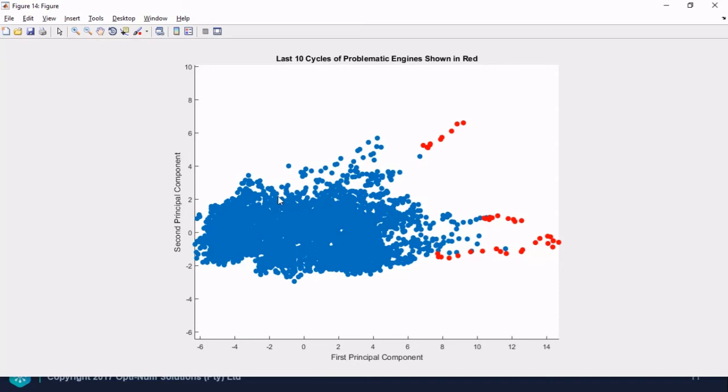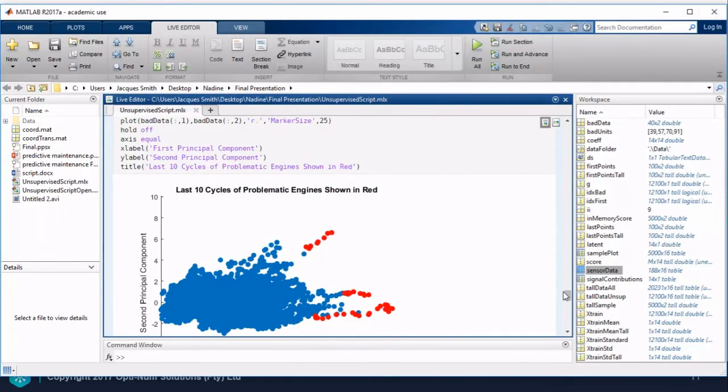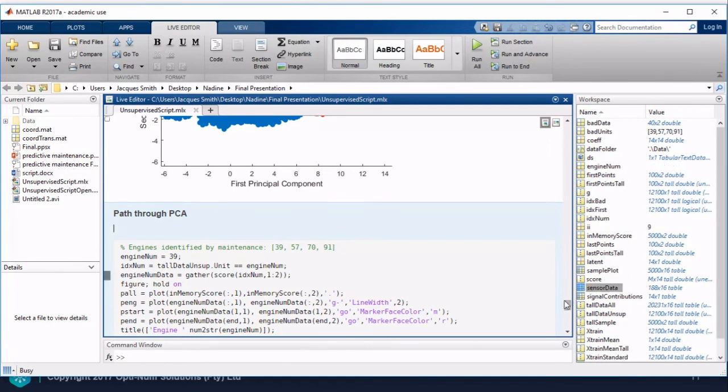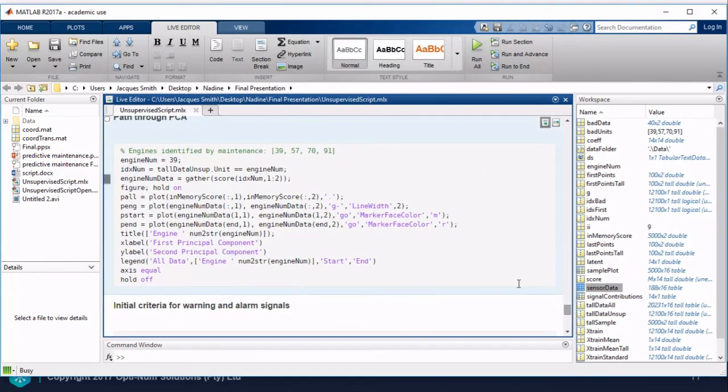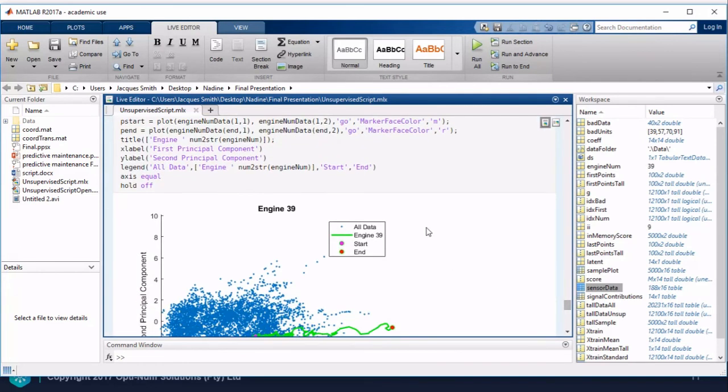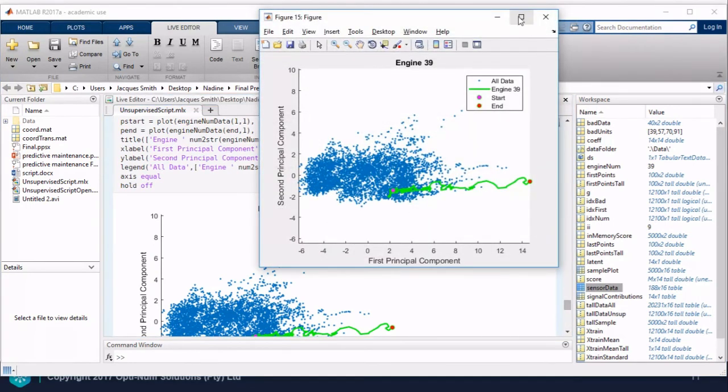And we can further see that since these are the last 20 data points for the faulty engines, the engine started in a good condition and progressed towards worse conditions. To further investigate this, we can plot the path for one of these faulty engines. In this case, we plot the path for engine number 39, and we highlight the first and last data points for this engine and link the data points with a line to see exactly the path that the data points follow.